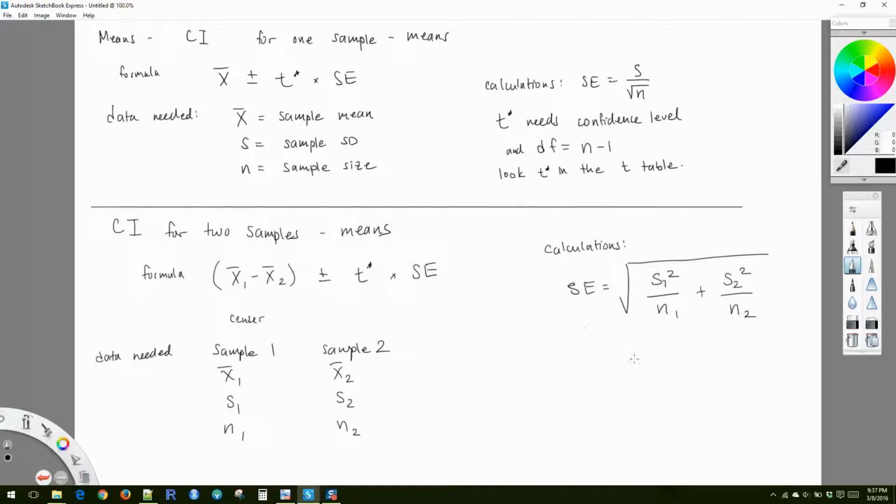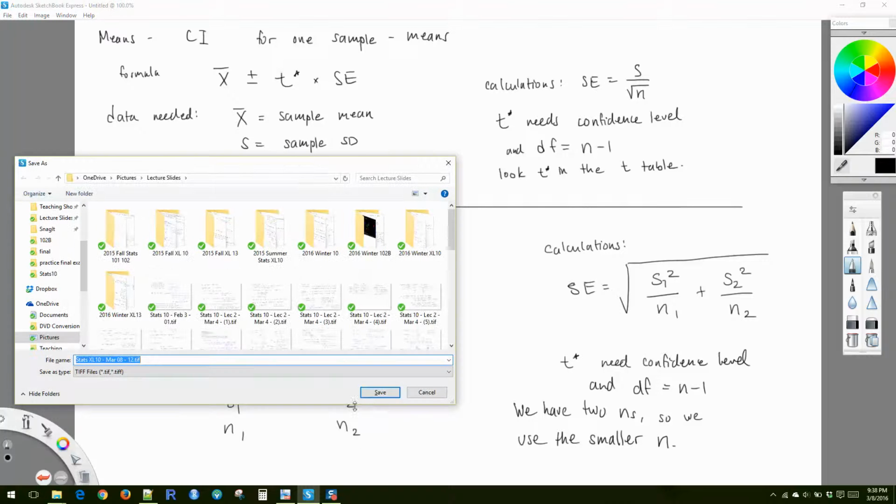Okay, so you plug that in, and again, T star needs the confidence level and degrees of freedom equal to n minus 1, okay? But we have two n's. So what do we do? Yeah, so we use the smaller n. You take the smaller n, you plug that in, and there you go.